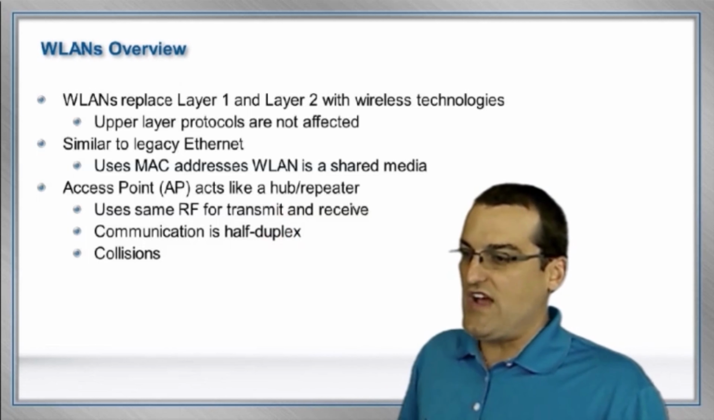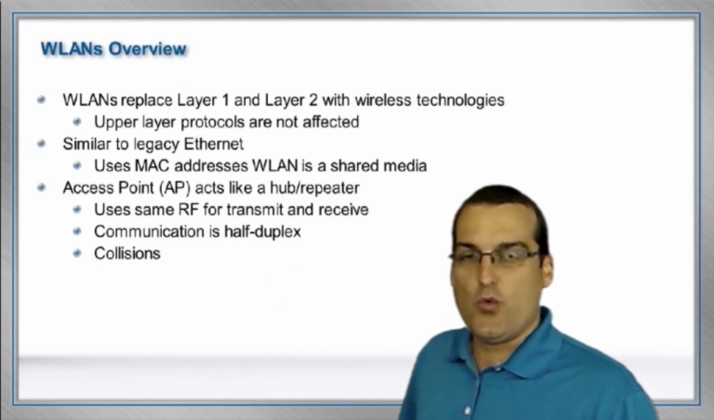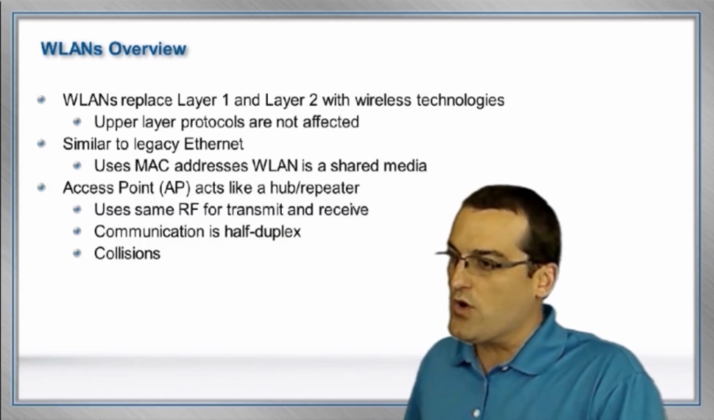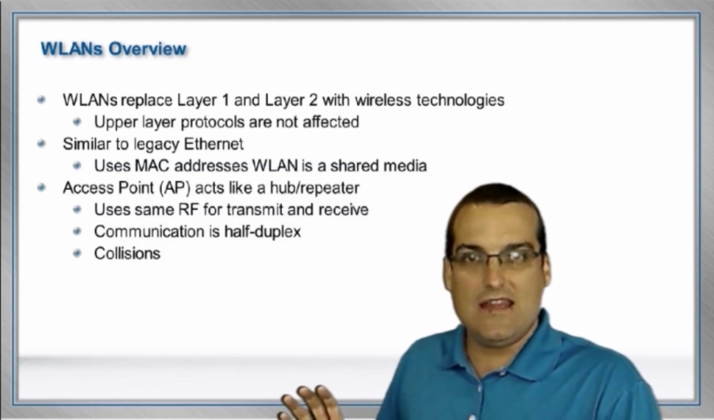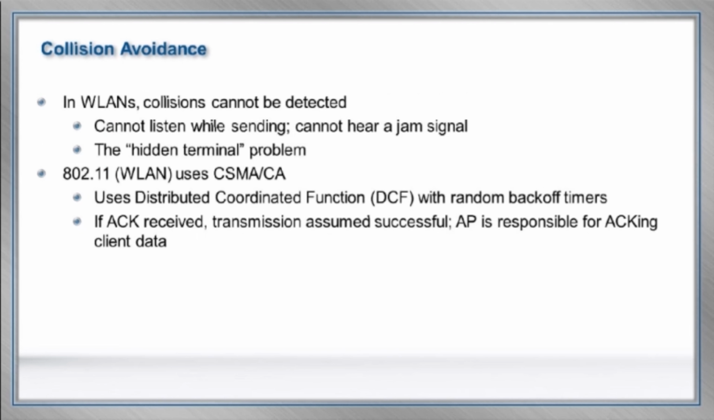Think of an old-fashioned hub. Collisions are possible in the wireless local area network, so this is going to impact our speed. There's a trade-off, right? Sure, we don't have to have the wires laying all across the floor, but sure enough, the communications are not as efficient with wireless local area networking.